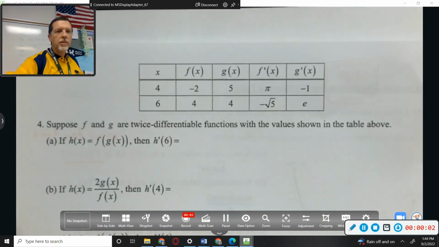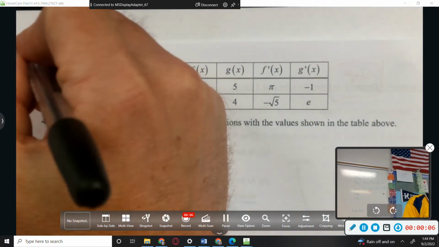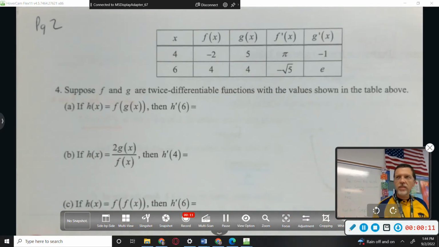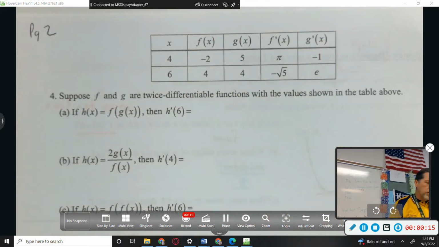So I'm late hitting record on the video today, but this is page 2 of the notes. You didn't really miss anything from page 1. It's just more practice of the same stuff. So number 4, plus there's more room to work on this one.